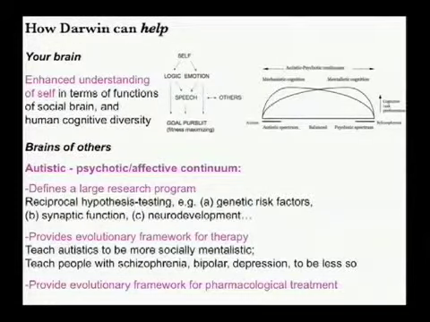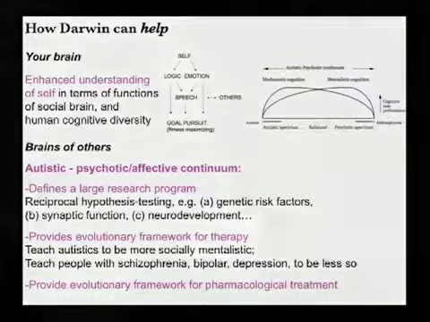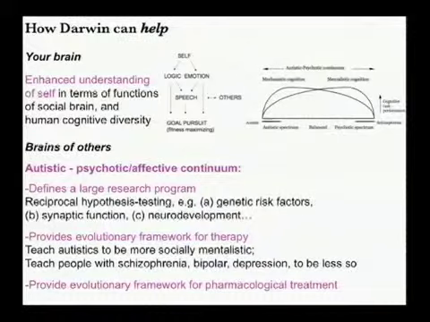What about the brains of others? What about the alleviation of suffering? The presence of an autistic psychotic affective continuum immediately defines a large and completely novel research program in psychiatric genetics and psychiatry more generally. And this program is based on reciprocal hypothesis testing.